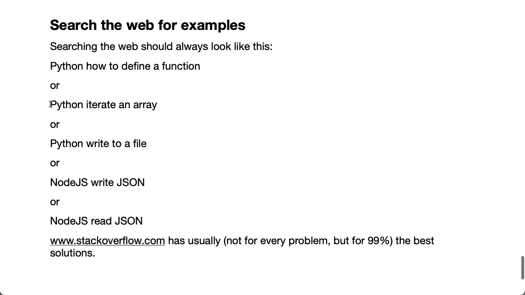Usually you will put the language first, Python or NodeJS, and then what you want to do: how to define a function, or how to iterate an array, or how to write to a file, or for NodeJS, how to write JSON structures or how to read JSON structures. Usually you will see results from Stack Overflow, and the results there are usually really good. There is mostly always one answer which has a check mark, which means it's the approved answer for the question at hand.